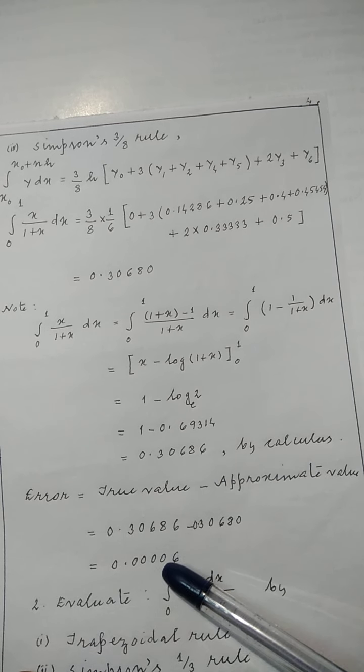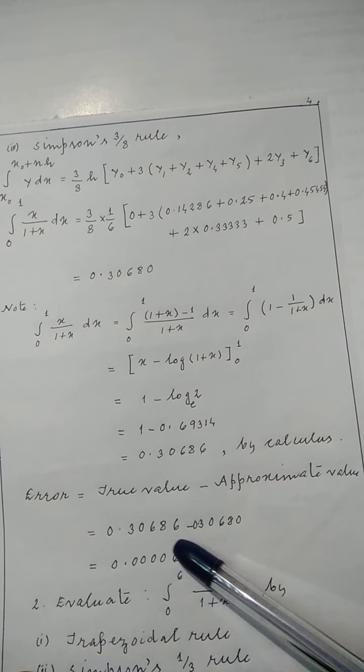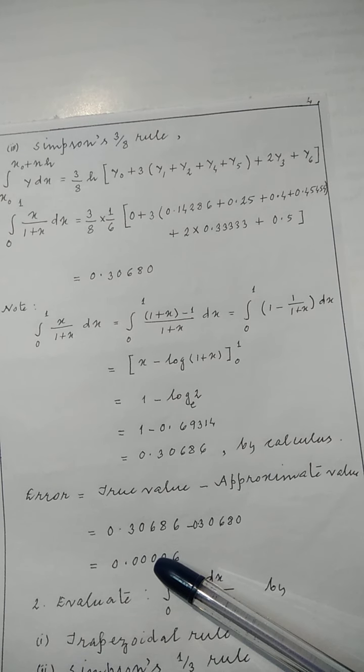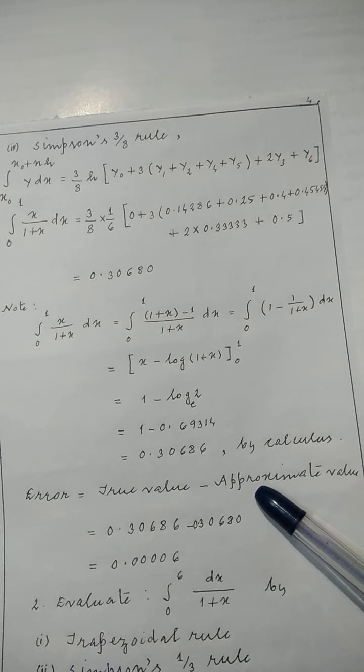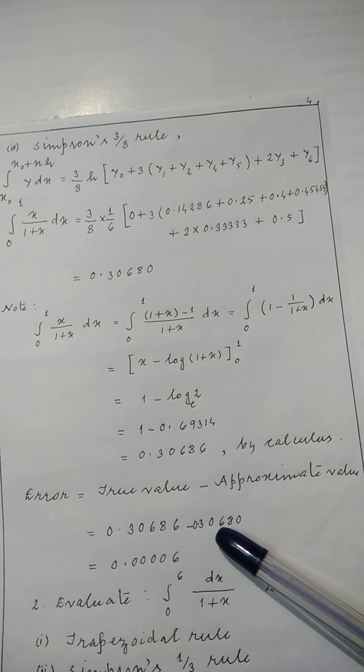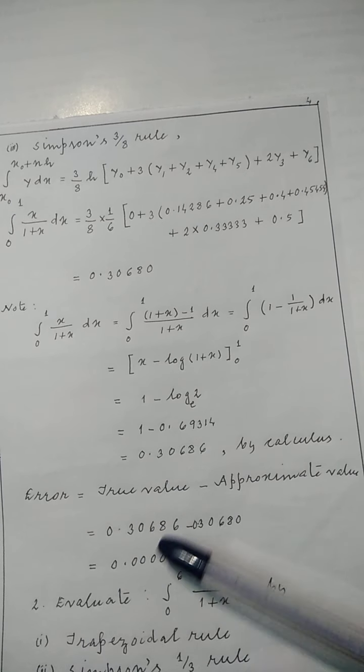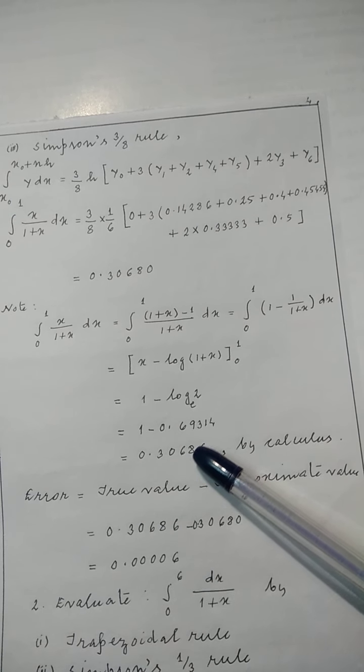So this is very, very small. This is the error we'll get if we take the difference of the true value and approximate value. So this value is almost the same as this value, but a little bit of difference is there. So that way we can find out the error in the value also.